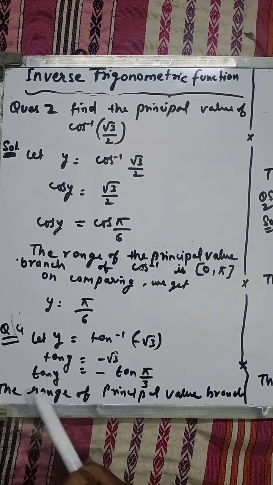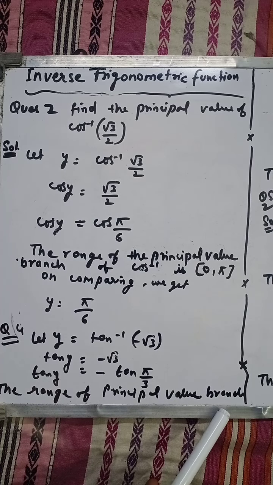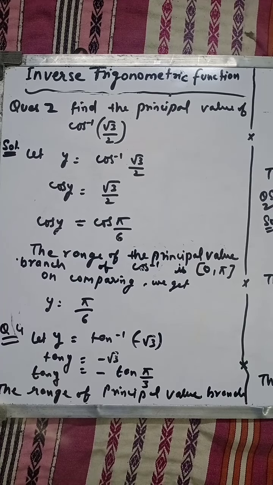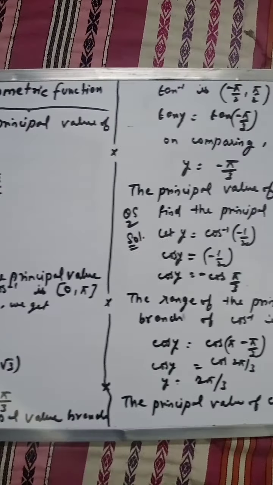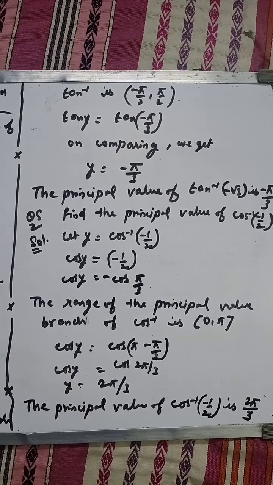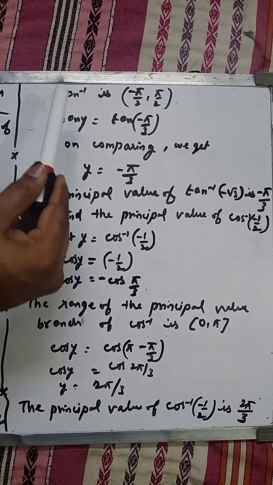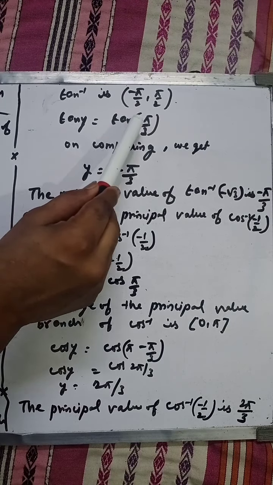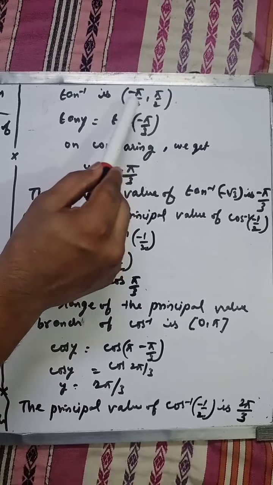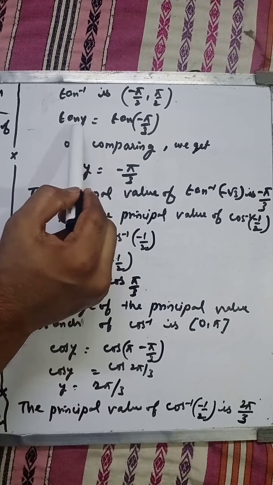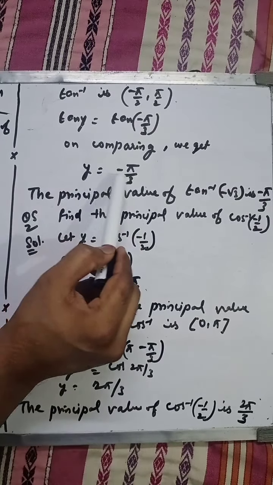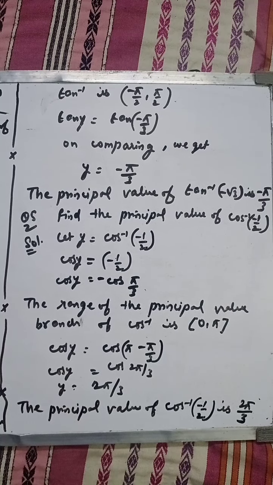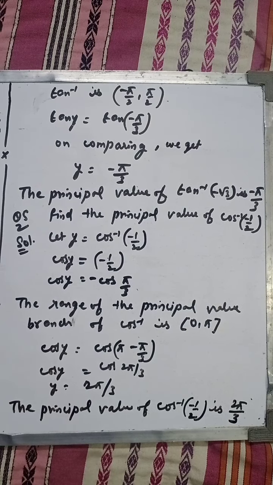Now you have the range of the principal value branch of tan inverse. The range you should know. From this page, the range is this. So tan y would be equal to tan of minus pi by 3, which is coming in this range. You will compare the angles, so your y will be minus pi by 3. So this is the principal value of the required inverse trigonometric function.